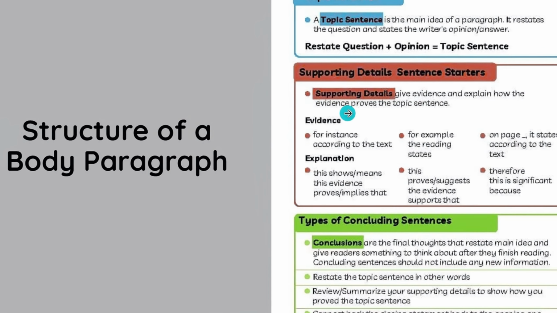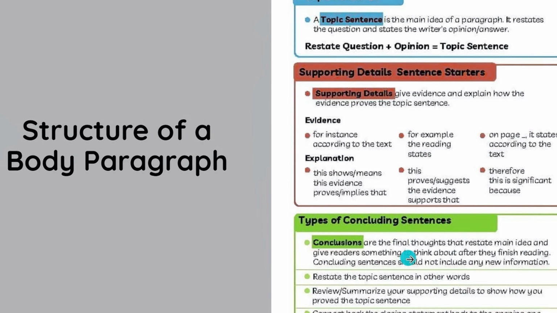Sentence starters. Supporting details or supporting sentences give evidence and explain how the evidence proves the topic sentence. Okay, evidence: for example, for instance, according to the text, the reading states on page, it states. Or explanation: as you see here, this shows, this means, this evidence proves, implies that, this proof suggests, the evidence, and therefore, this significance, because, and these things.